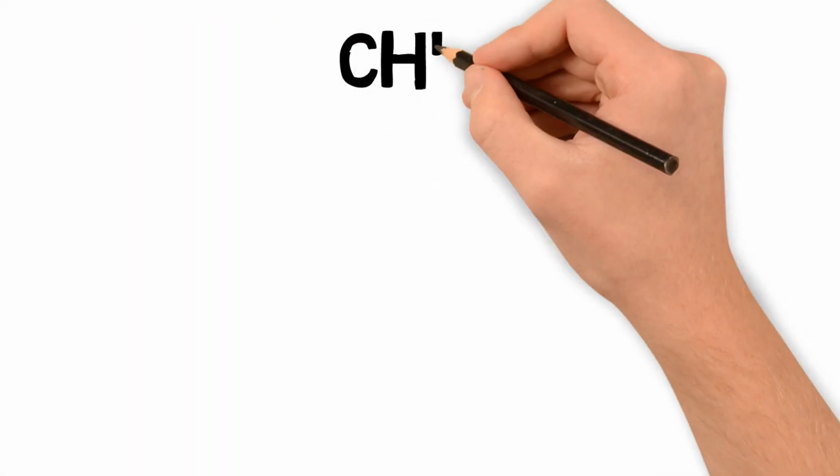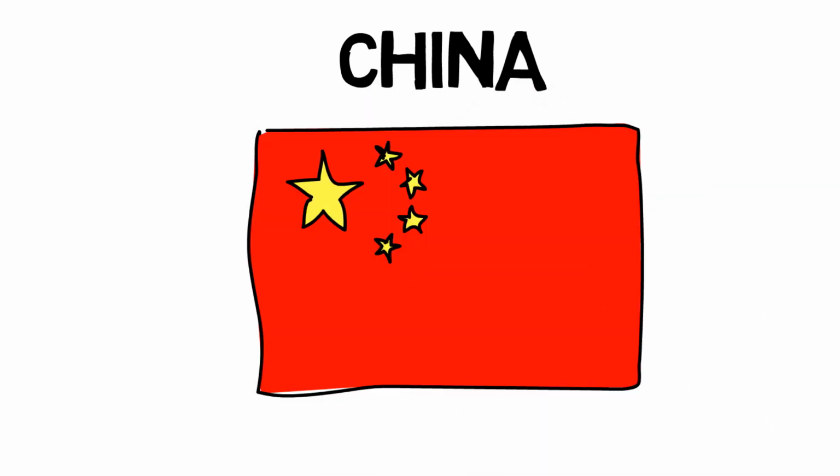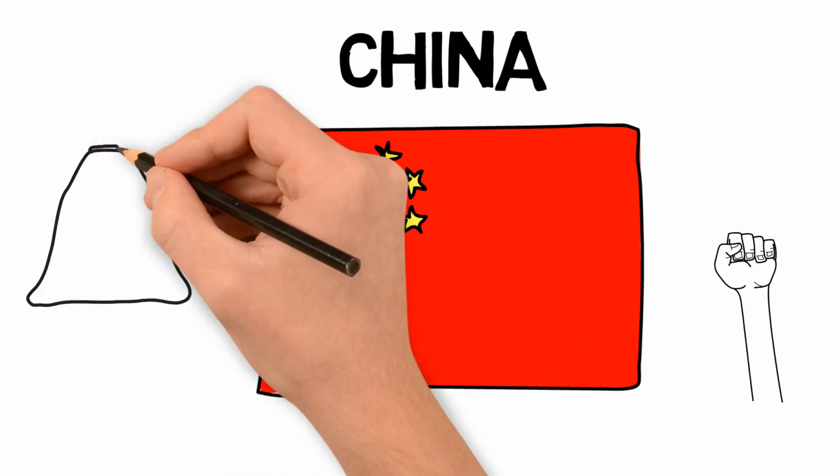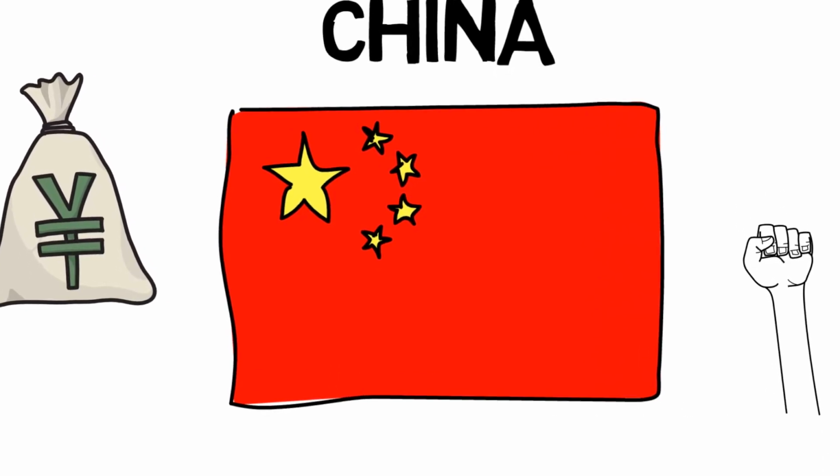Today, China. We all know the Chinese flag, the red flag with the 5 stars in its top left corner representing the People's Republic, arguably the world's strongest economic power. However, China's flag didn't always look like this.